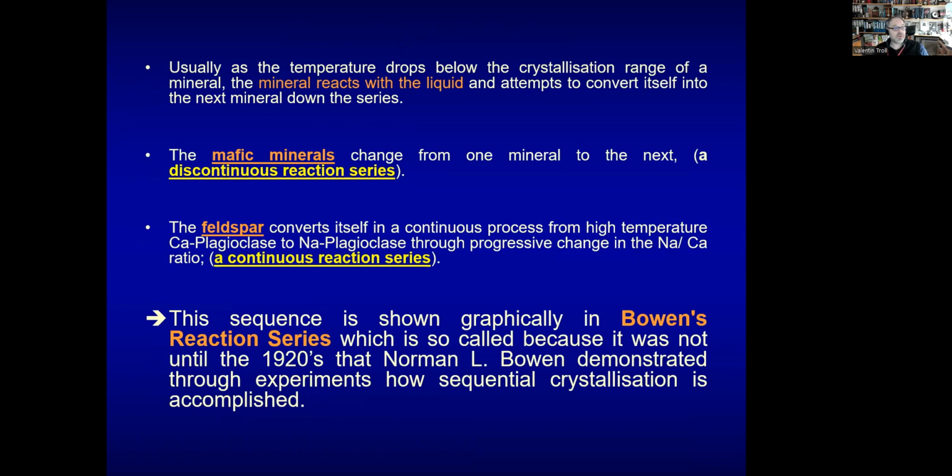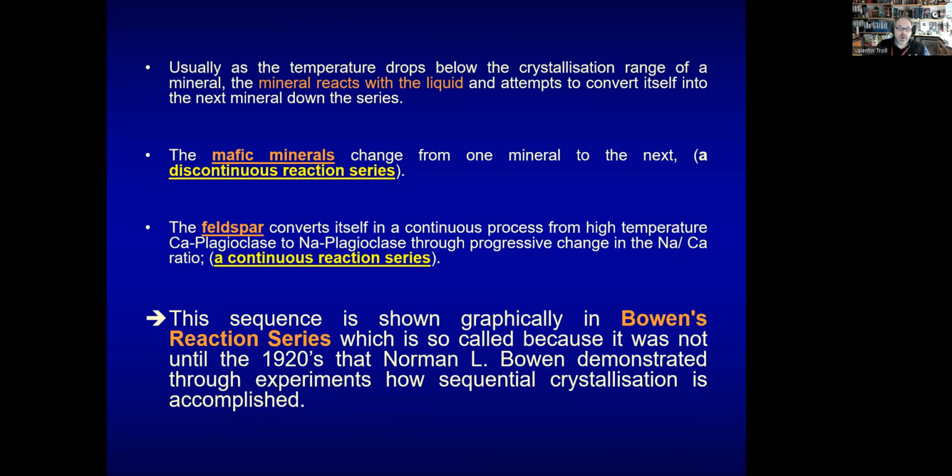So usually the temperature drops during that process, and the minerals may react with the liquid, and they may convert themselves. Some minerals do that, others not. Those that do that are usually the mafic minerals, and they are considered the discontinuous reaction series, where we have one mineral forming and it's continuously reacting with the liquid, and there we actually form a new mineral from the dissolution of one.